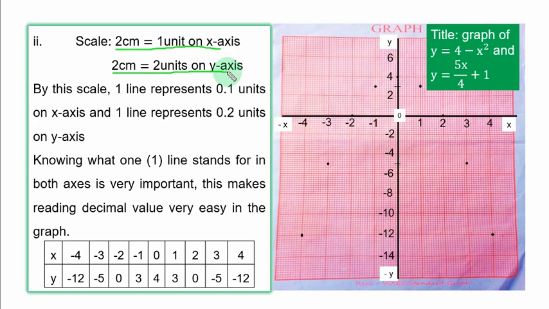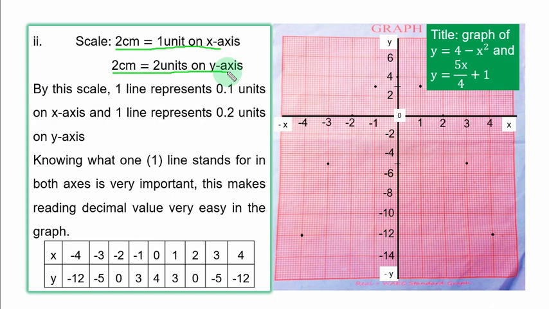For you to draw the x-axis, you look at the values of s. Let me take that again. For you to draw the s-axis, you look at the value of y, and for you to draw the y-axis, you look at the value of s. That will help you to know where to position each of the axes.